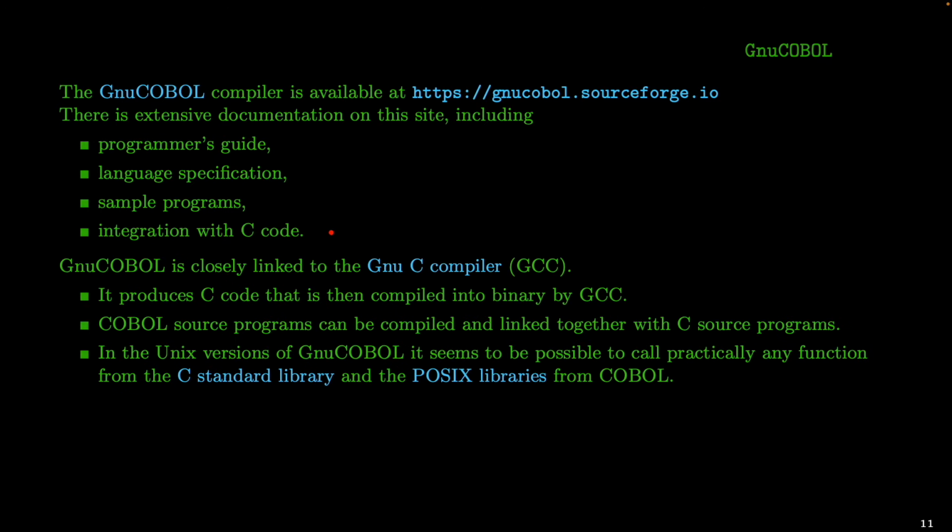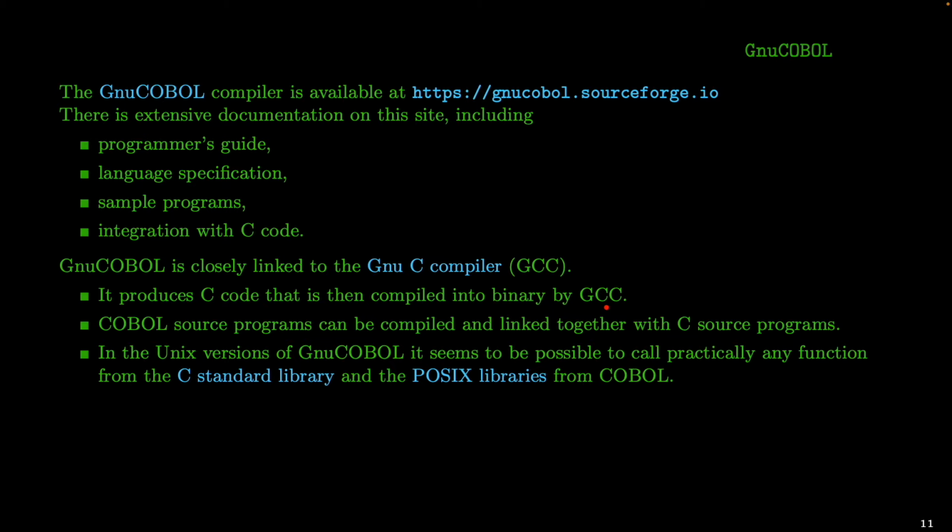The GnuCOBOL compiler is closely linked to the GNU C compiler, the GCC, that you probably have heard of. And yeah, it's probably more correct to actually talk of a transpiler because GnuCOBOL doesn't compile it directly into binary code, but it actually produces C code, and then this C code is compiled into binary by GCC or whatever your standard C compiler on your system is.